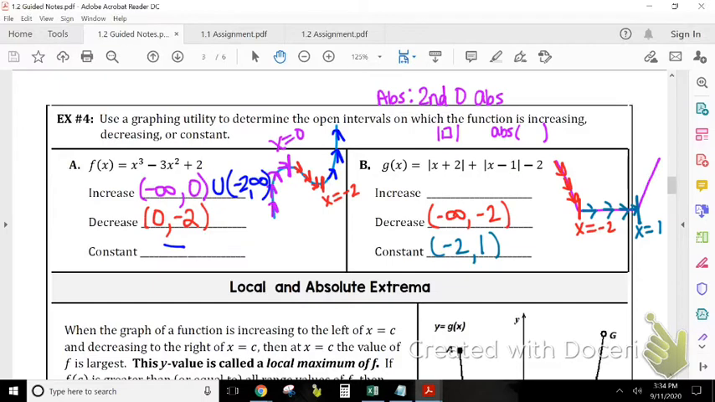And then we start increasing again, and we just keep increasing. So we're increasing from that x equals 1 until we keep going to the right, so +infinity. And so there's where my graph is increasing, decreasing, or constant.